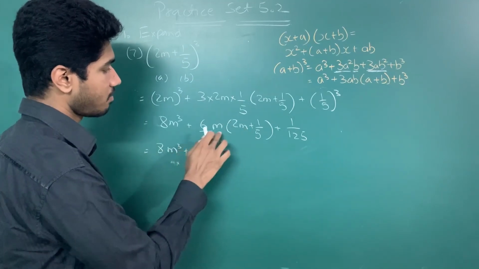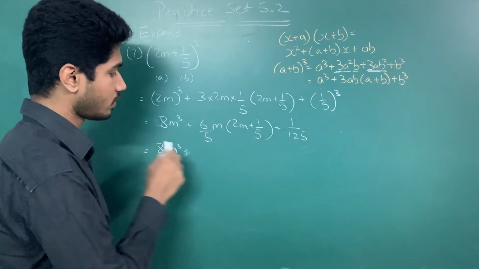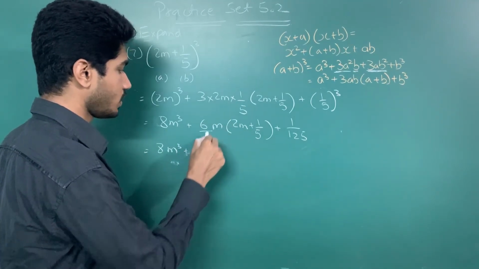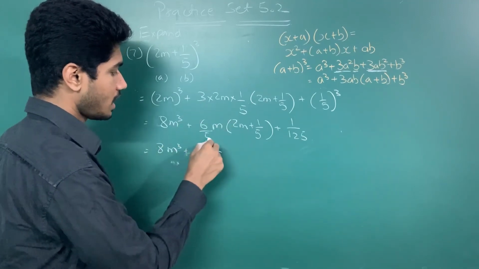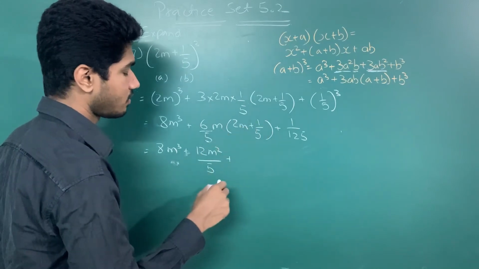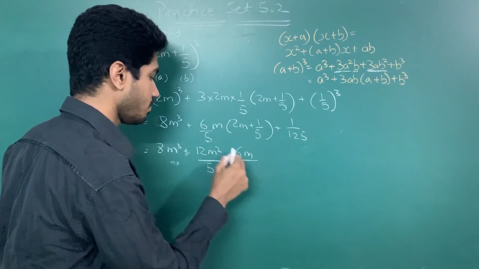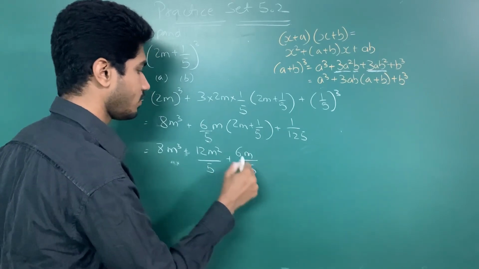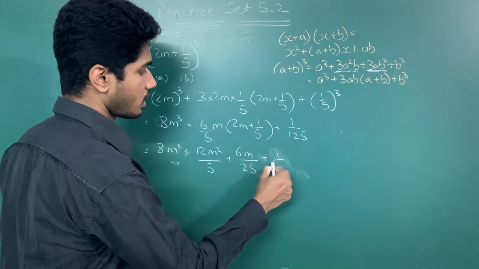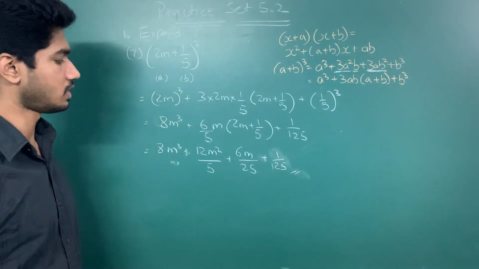So 6m into 2m. Here the numerator 6m will get multiplied with 2m, will get 12. m into m will give you m square. This 12 is nothing but 6 into 2, and you get 5 in the denominator. Now this 6 will get multiplied with 1 also, and even with m. So this will be 6m. 5 into 5 will be 25. And plus the last term that remains, that is 1 upon 125. And yes, this becomes your final answer.